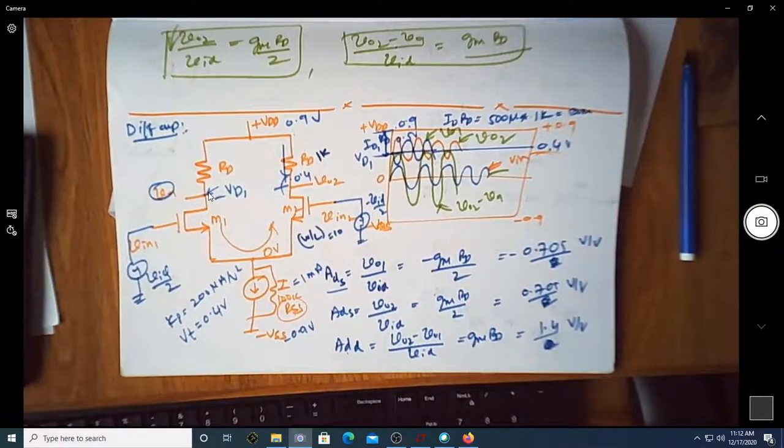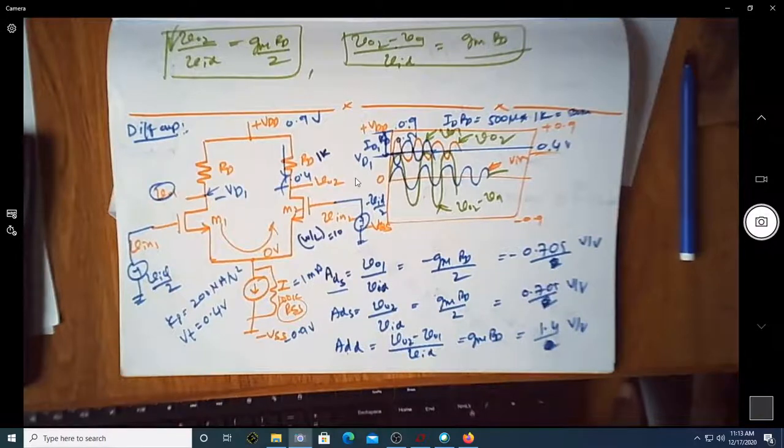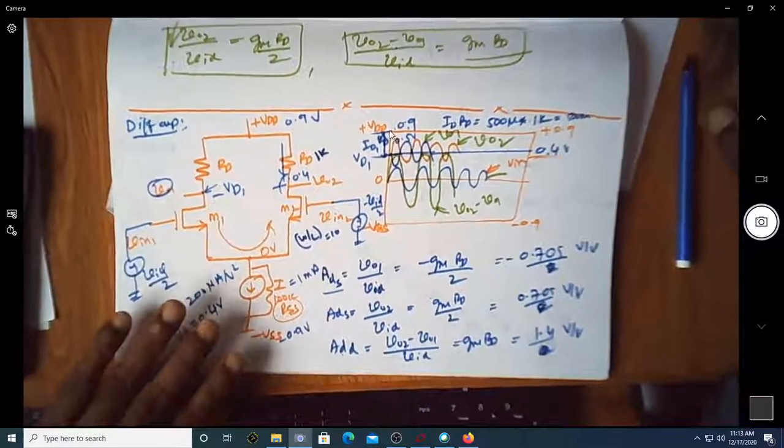In the next video we will see the analysis of your differential amplifier if I apply a common input voltage. Now, instead of applying two different input voltages at Vin1 and Vin2, let us apply a common voltage and see what the impact of that is on the entire response.